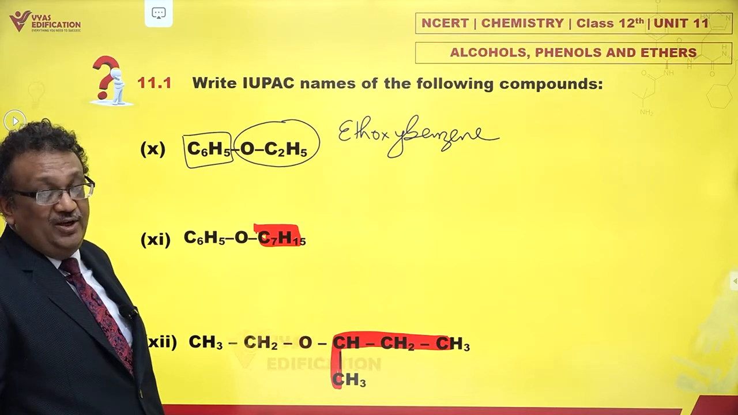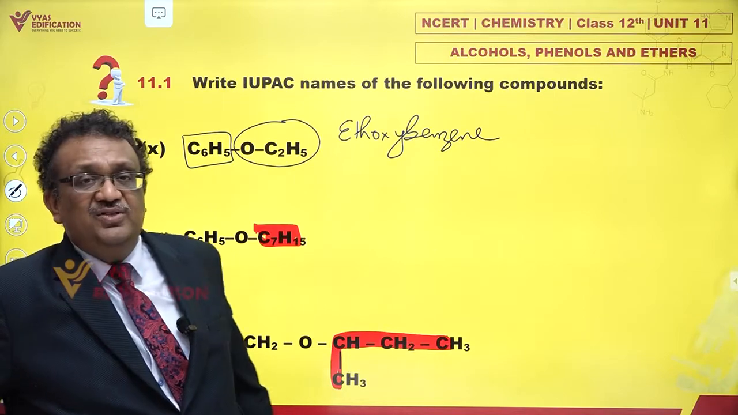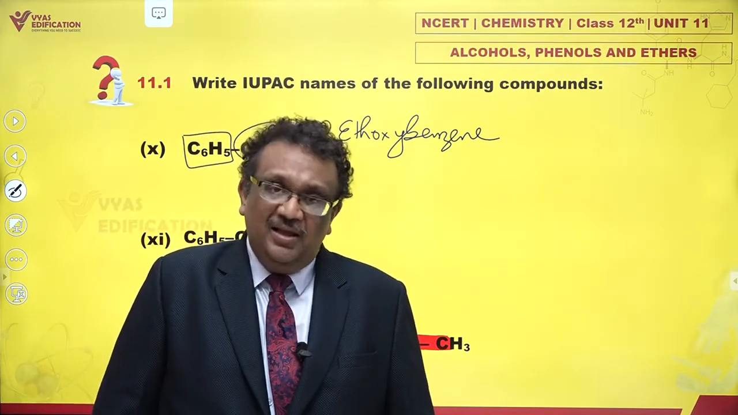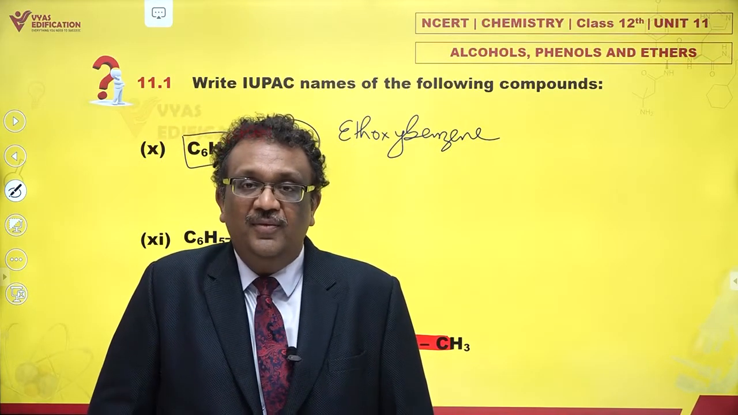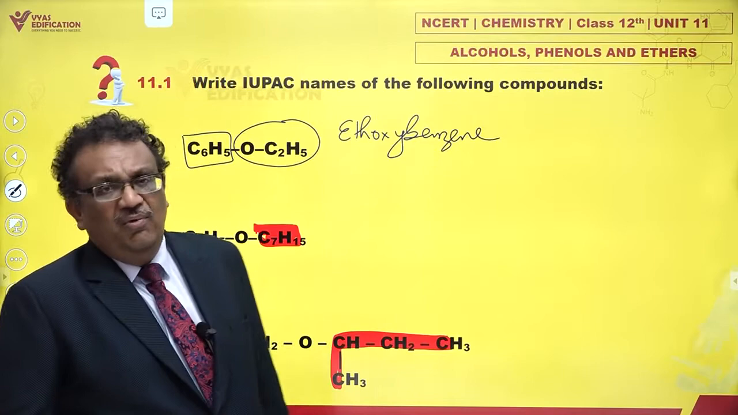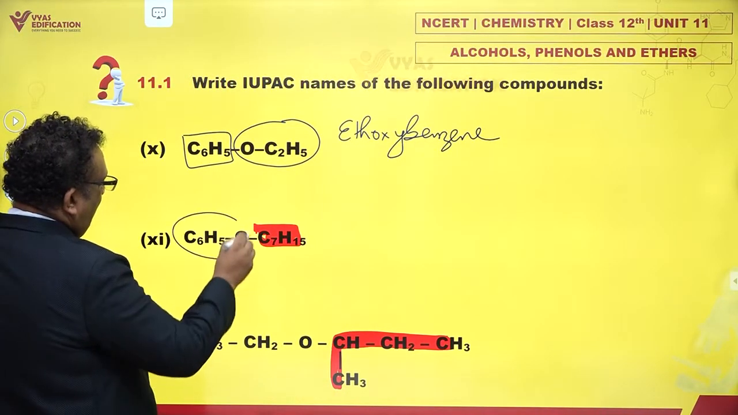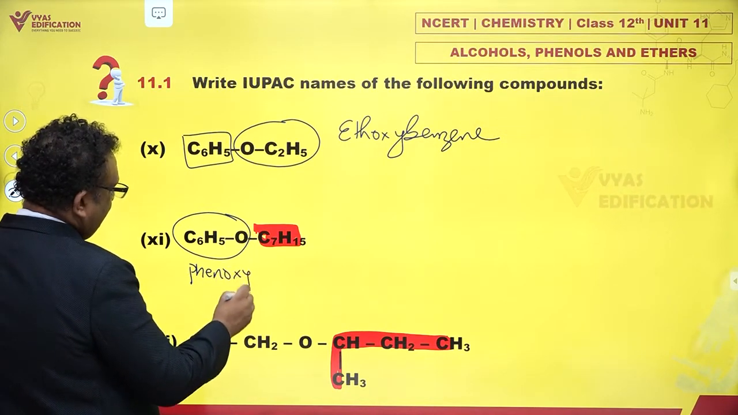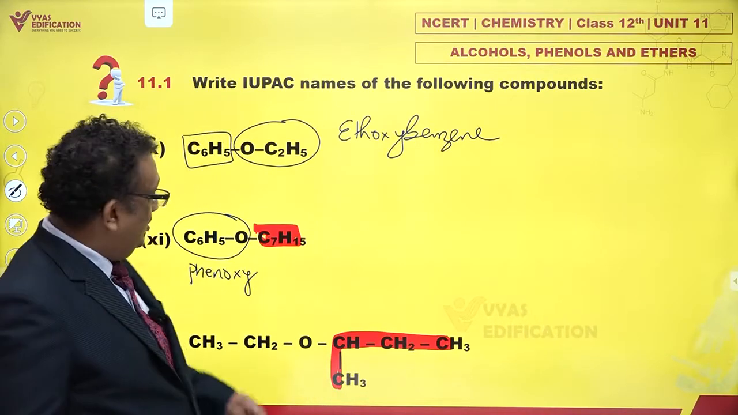C7H15 is very dubious. Why? It could have been anything. C7H15 could have many possible structures, and each of these individual structures would have a different name. What do I do? Well, I better write it, but then because there are 7 carbons here already, I might just write this as phenoxy.